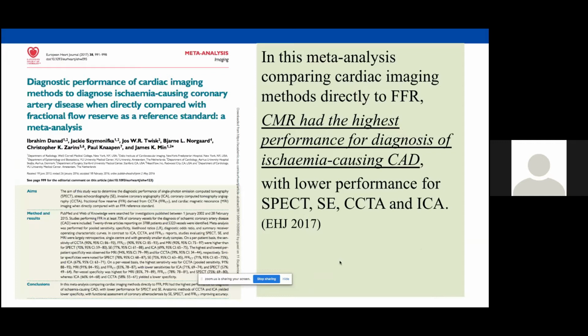This is one of the newer meta-analyses. And again, we know FFR is the standard of care when diagnosing significant coronary artery disease or hemodynamically relevant coronary stenosis. In this study, I think they pooled about 3,000 patients, and the results show that MR had the highest performance to diagnose ischemia-causing coronary artery disease, with lower performance from SPECT, stress echo, CT, as well as invasive coronary angiogram.